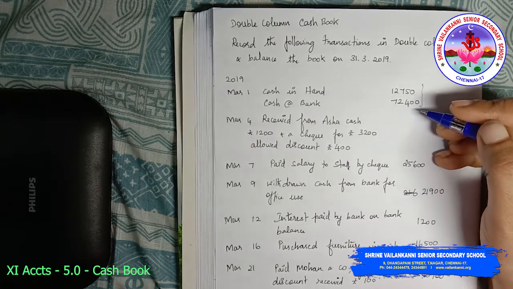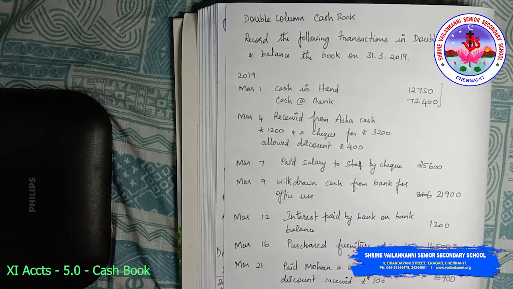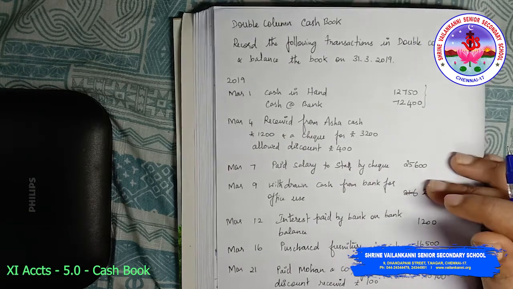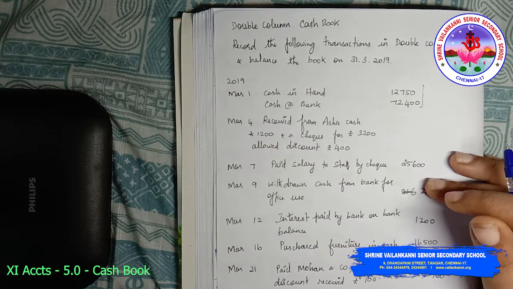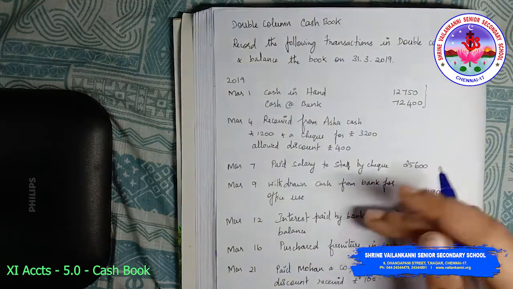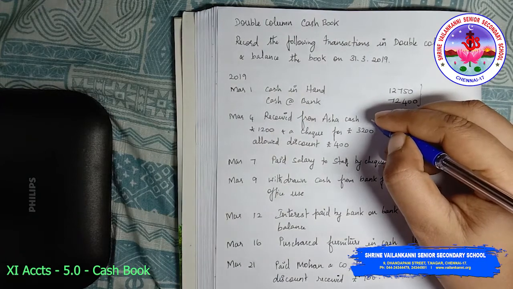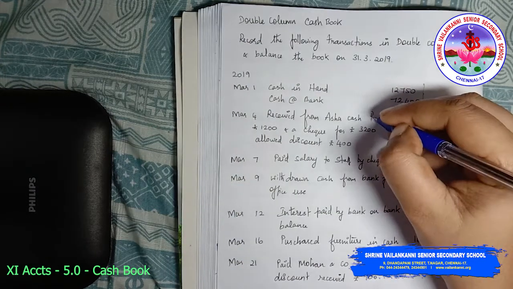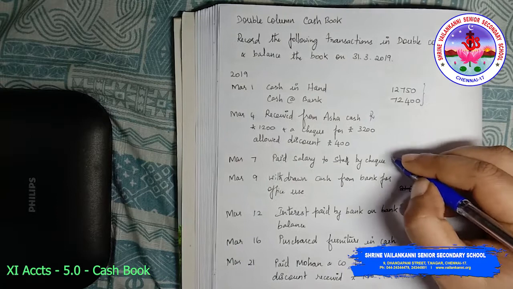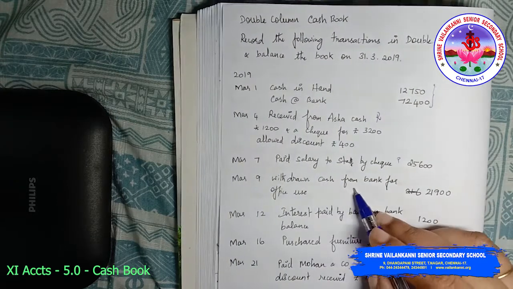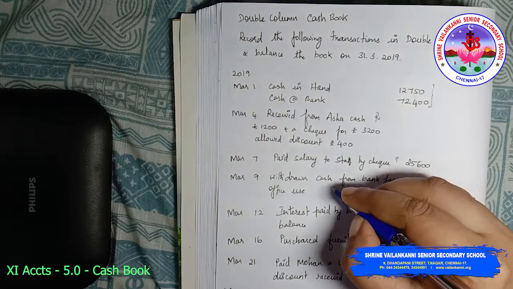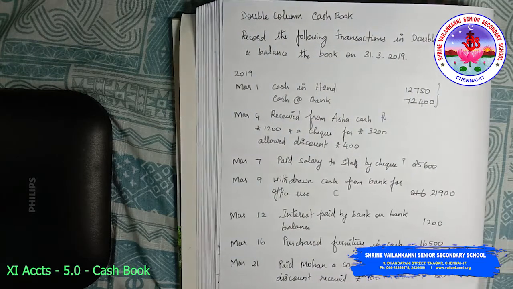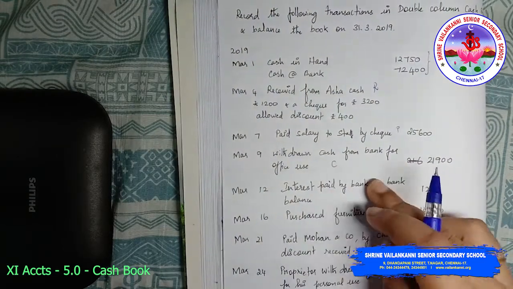Then received from Asha cash 1,200 and a cheque for 3,200, and allowed discount of 400. As we are reading, we have to identify whether it is a receipt or a payment. So it is a receipt here. Paid salary, it's a payment. Withdrawn cash from bank for office use. So it's a contra entry.